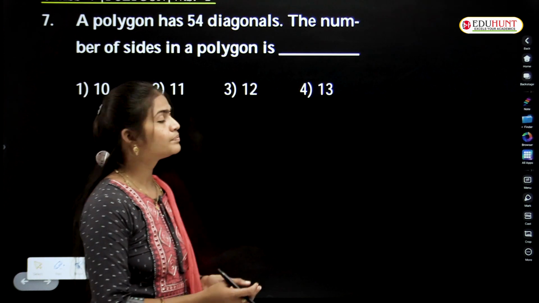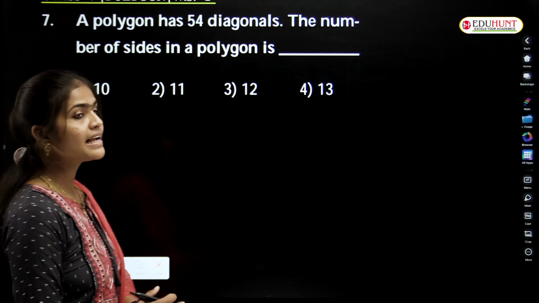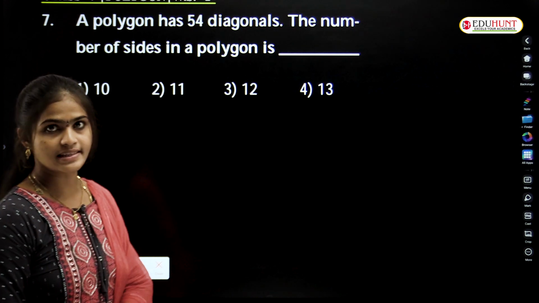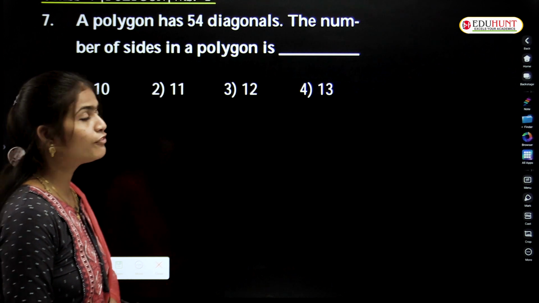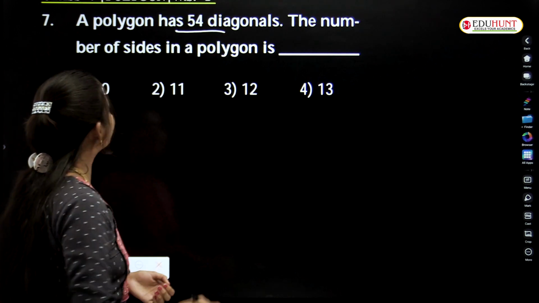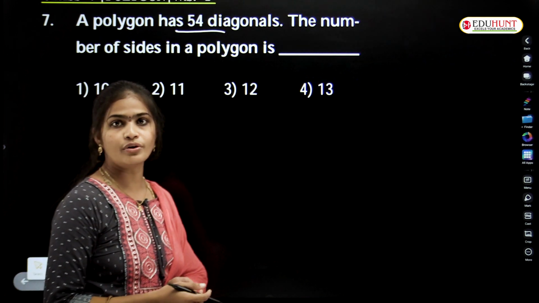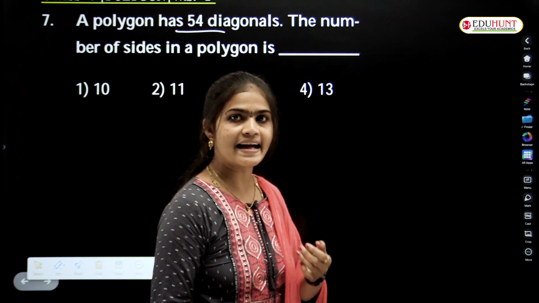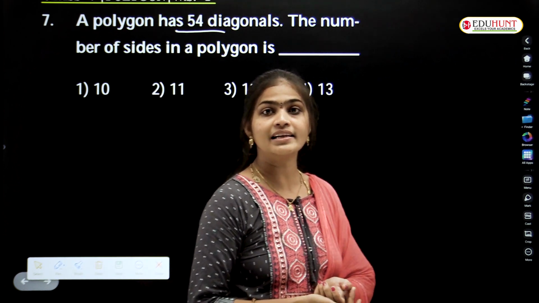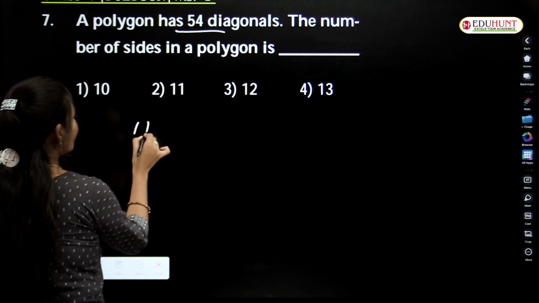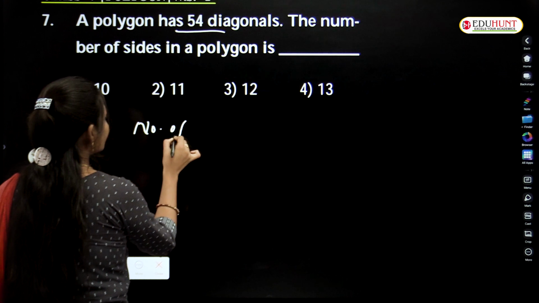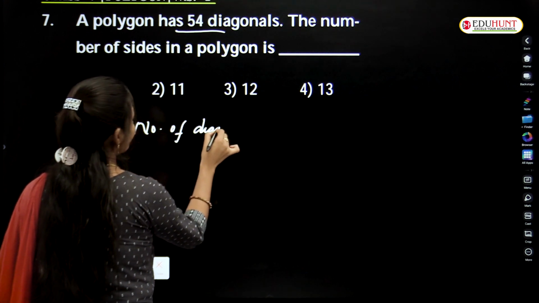Next one: a polygon has 54 diagonals. Read the question properly. A polygon has 54 diagonals. We need the number of sides of the polygon. Here the number of diagonals is given, and we need to find the number of sides of that figure. We know the formula for the number of diagonals. What is that? The number of diagonals of a polygon.